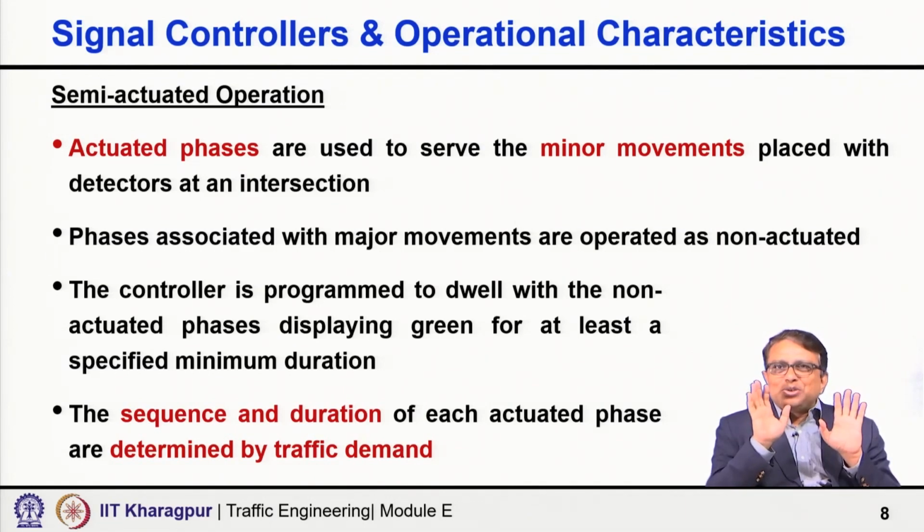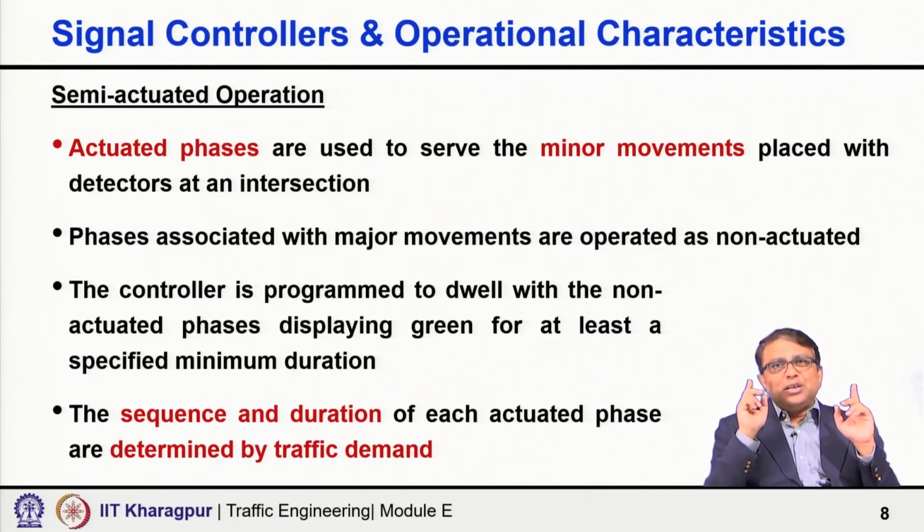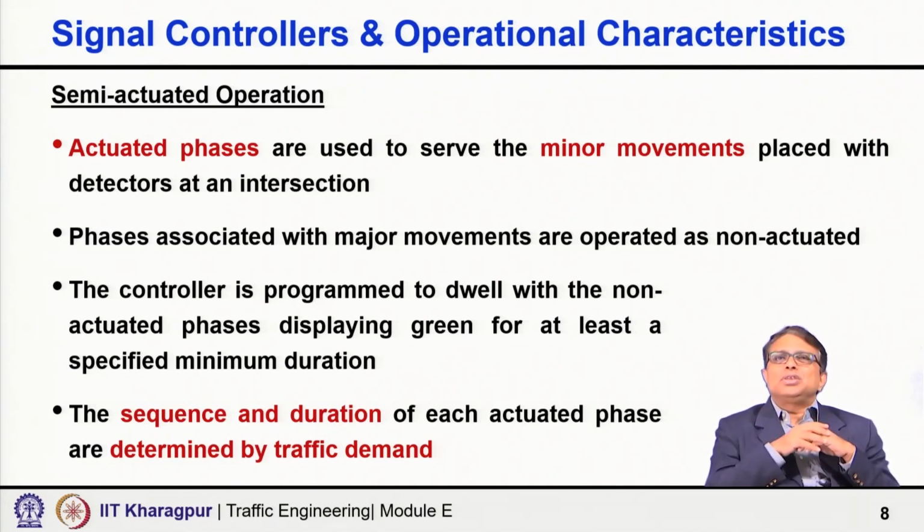So, detection is not required there. The rule is that by default the major movements will be given green. It is only when your detector tells you that vehicles are waiting on the minor approaches, that comes from detection, then only, as per the rules you have set a priori, the green time will be given for the minor movements.